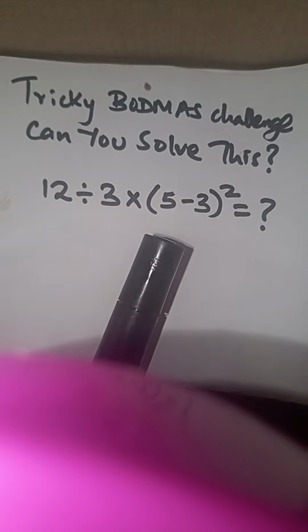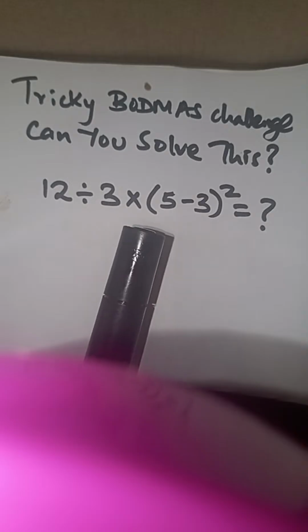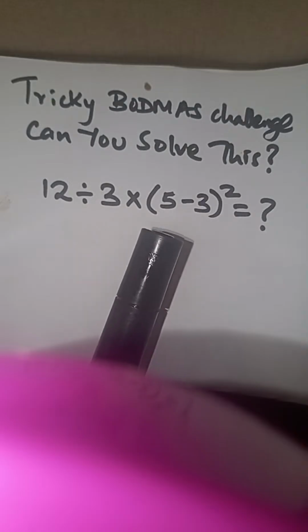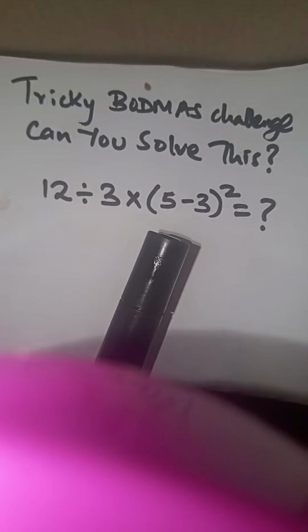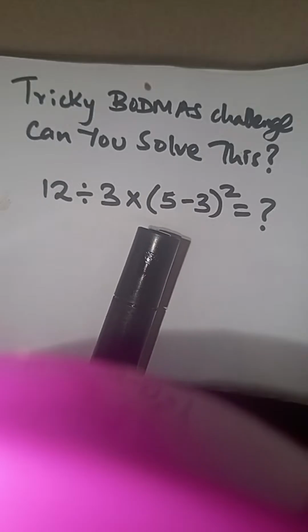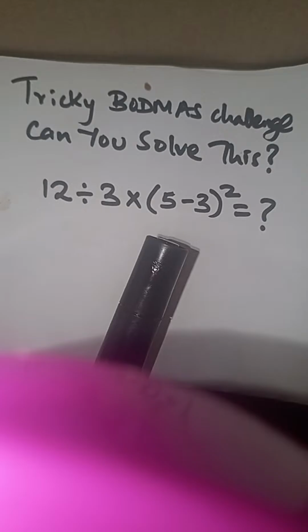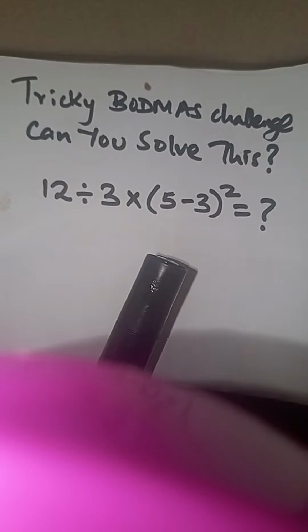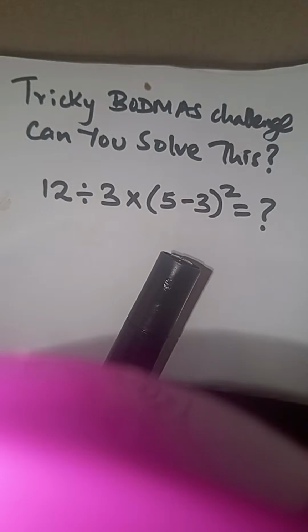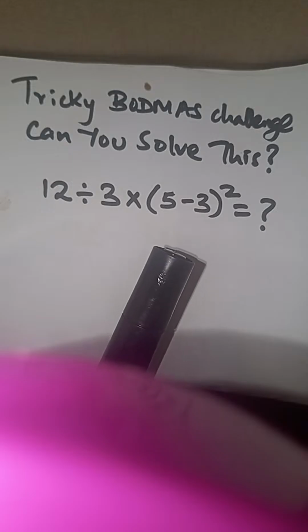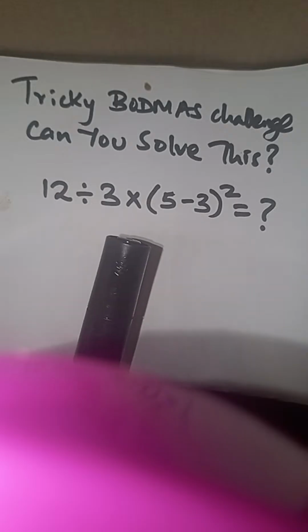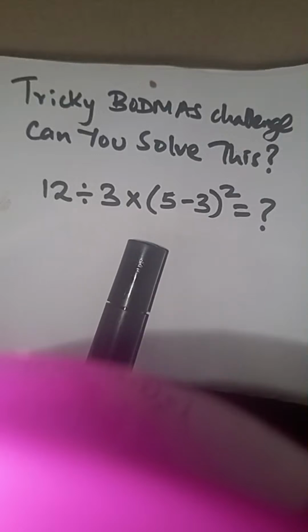Austin, I am saying that you understand that 5 minus 3 plus 5 minus 3 plus 5 minus 3 is the same as 3 in bracket 2. And 3 in bracket 2 and 3 times 2 are both multiplication, which is true.